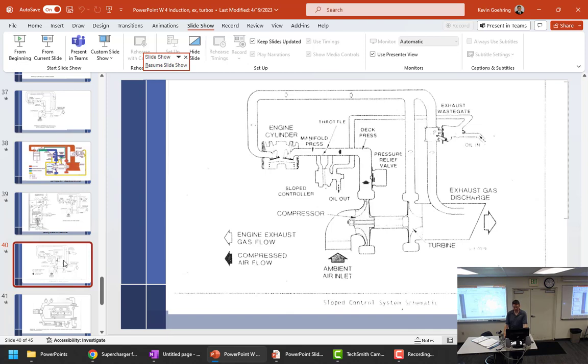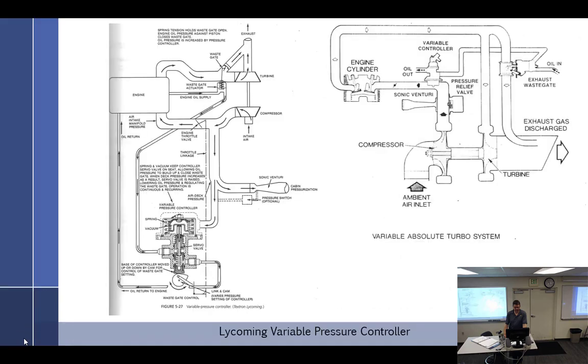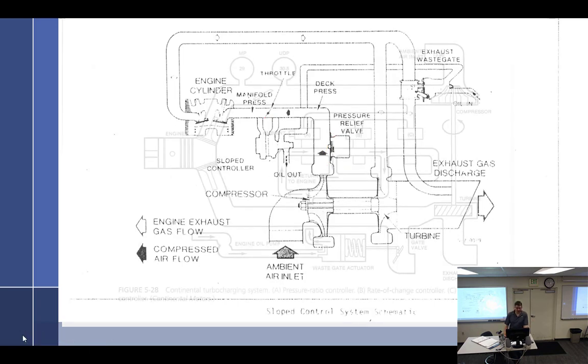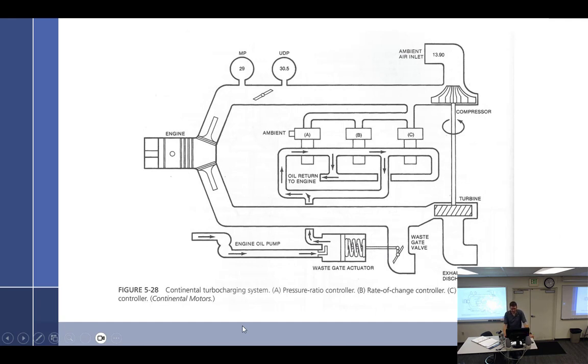What's this one? Oh, that's a slope controller. Hello, slope controller. It is across the throttle. Oh, it does have a pressure relief valve. Told you. Told you. Pissed you off. Okay. There we go. My TCM one.